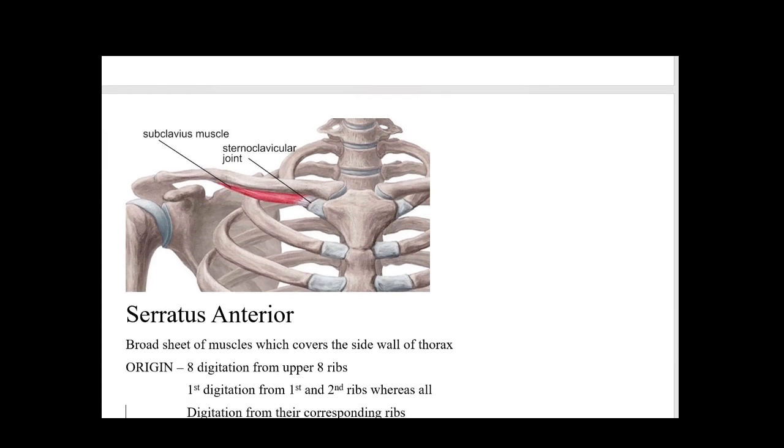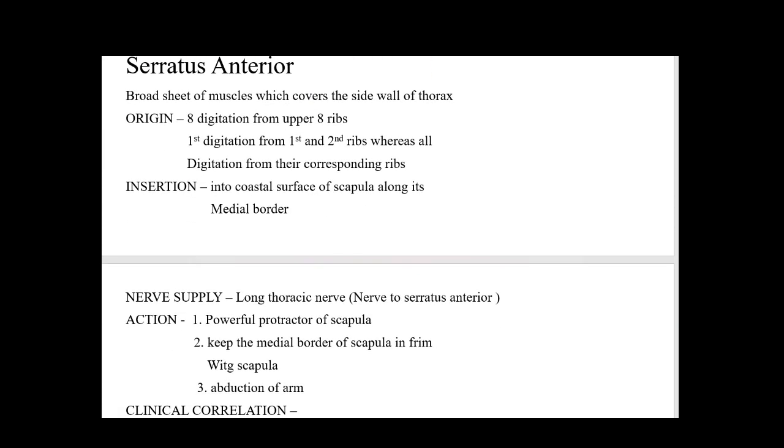Okay, let's move on to our last muscle, serratus anterior muscle. It is a broad sheet of muscle which mainly covers the side of the thorax region. Let's see its origin. It originates by eight digitations from the upper eight ribs. First digitation from the first and second ribs, and all the other digitations from their corresponding ribs.